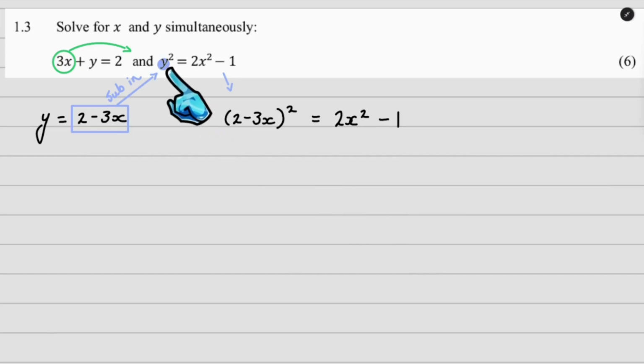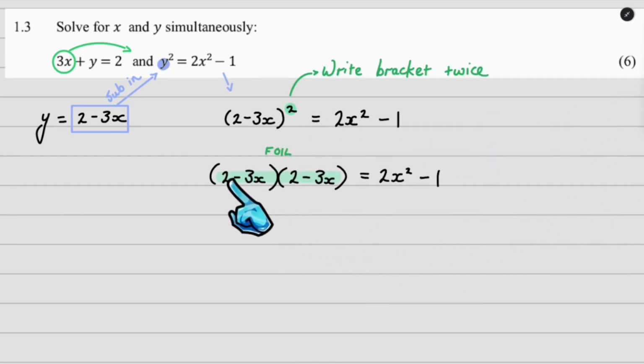So I've just replaced that y with 2 minus 3x. Make sure to wrap it in a bracket when you do that. Now I'm seeing a bracket squared. That means I write the bracket twice to set myself up for foiling. Okay, so let's go ahead and foil these two brackets quickly. These can just chill. Nothing's going to happen to them in the meantime.